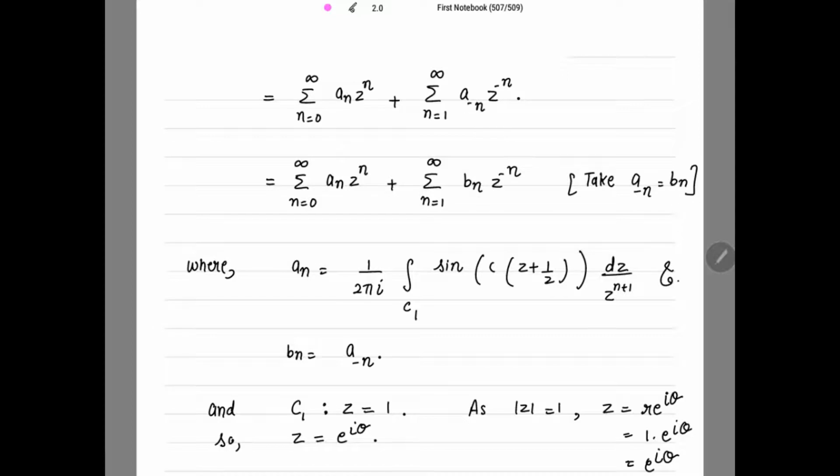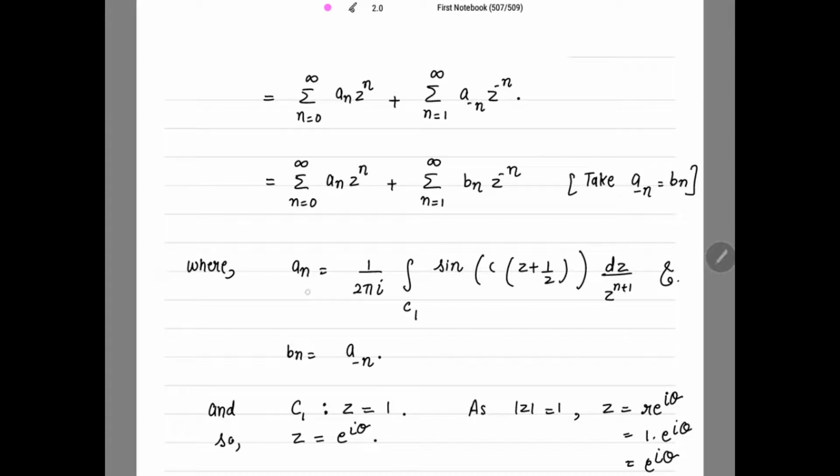Alright. According to Laurent's theorem, your coefficient a_n is equal to 1 over 2 pi i, the integral on the c1 circle of the function, sin(c(z + 1/z)) dz over z to the power n plus 1. According to Laurent's theorem, this coefficient is equal to this. And the second coefficient b_n is equal to a_(-n).